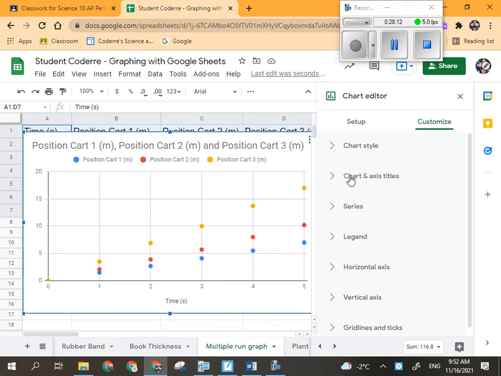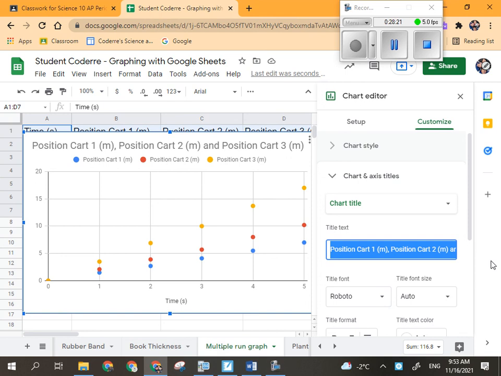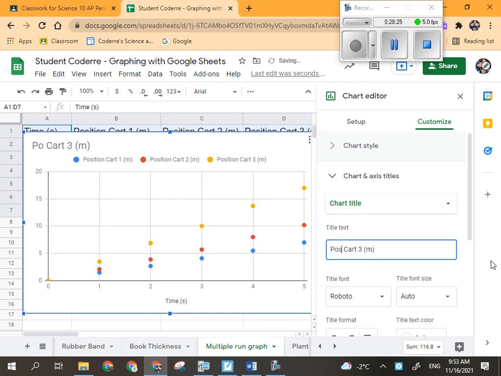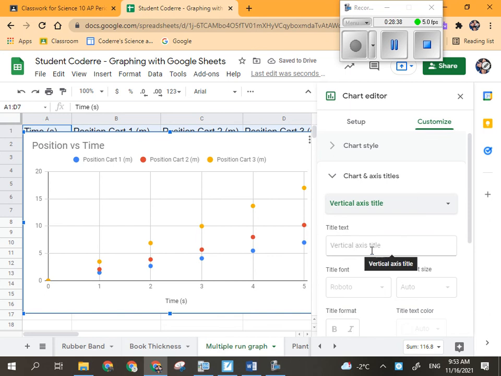I'm going to go to chart axis and titles. Okay. Probably don't want to use this. This doesn't make much sense as a chart title. Right? So I'm going to say position versus time or something like that. But not the chart 3, because that doesn't make sense either. Okay, position versus time. And I'm going to make sure that I get a y-axis title.